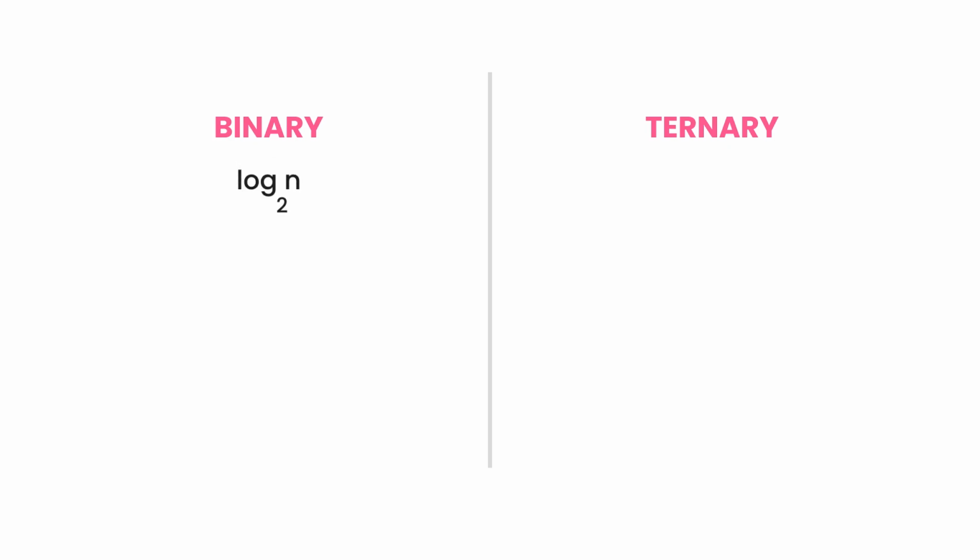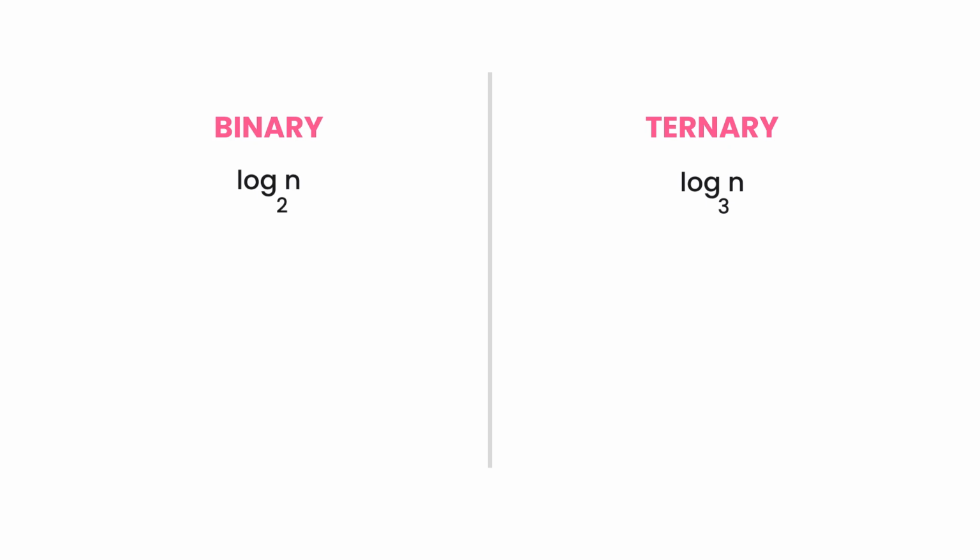So both binary and ternary search run in logarithmic time, but in binary search, the time complexity is log base 2, whereas in ternary search, the time complexity is log base 3. So does that mean that ternary search is faster because log base 3 of a number is smaller than log base 2 of that number? The answer is no. Here's the reason.